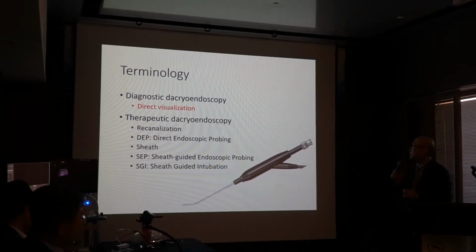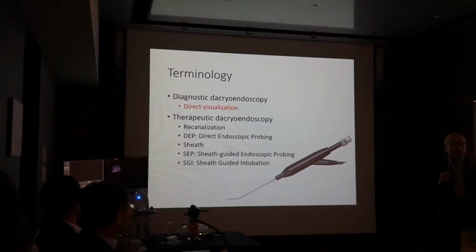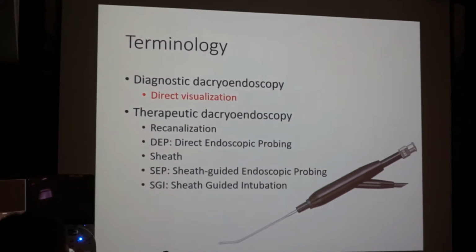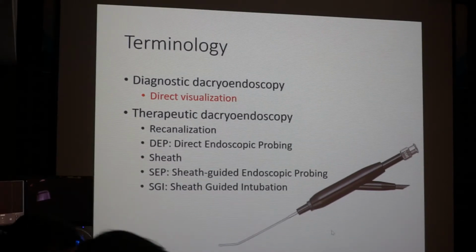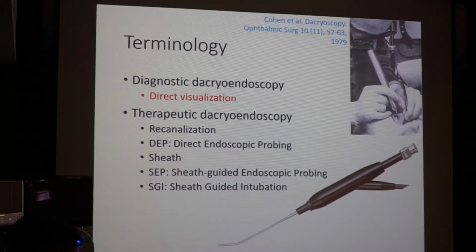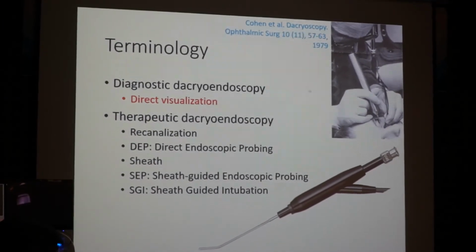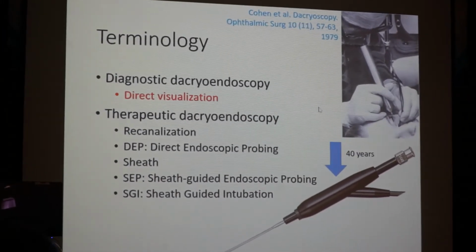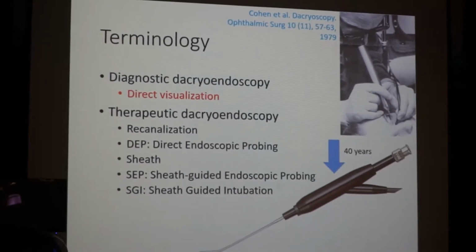Diagnostic dacryoendoscopy gives us visual information inside the lacrimal passage, which is called direct visualization. Direct visualization is the most important keyword in this field. Originally, this word was coined by Dr. Cohen in 1979, 40 years before his development. Now we have a fiber-type lacrimal endoscope like this.